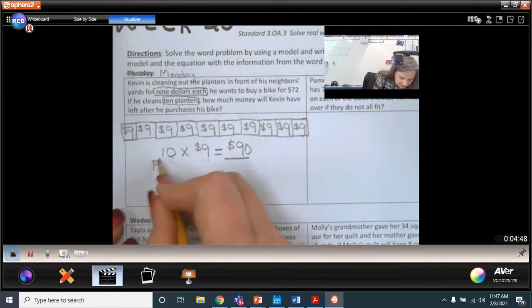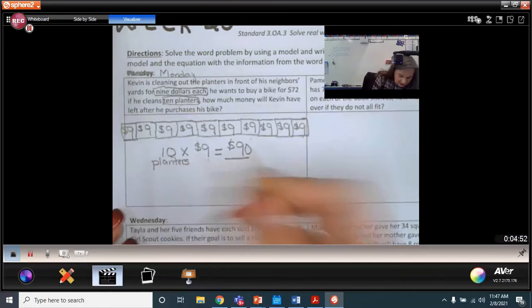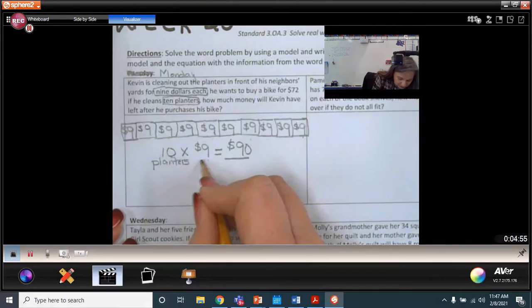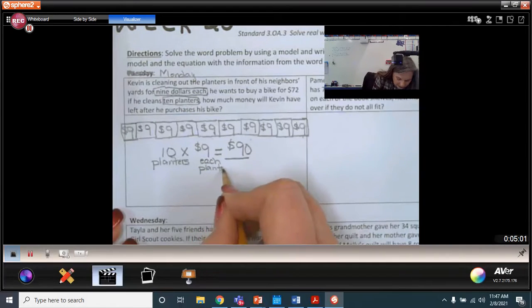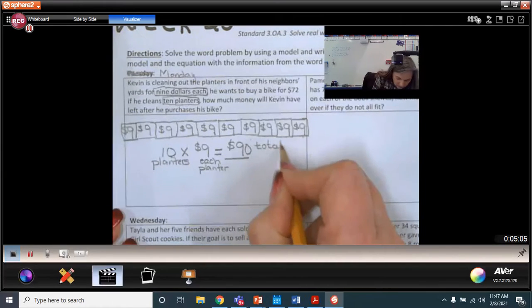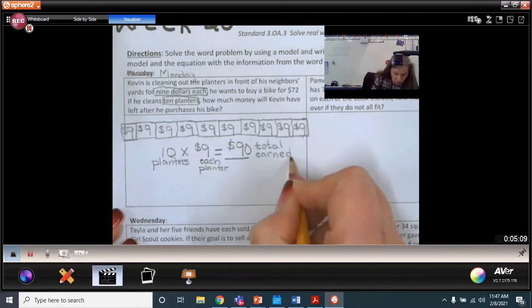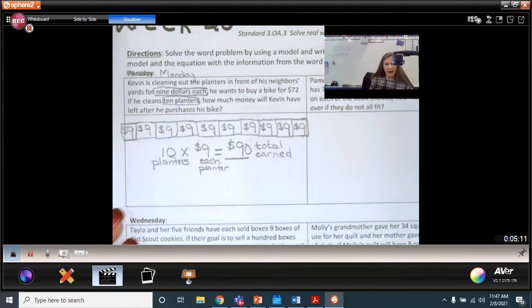So these are the planters, and everybody's labeling this, and this is the $9 for each planter he cleaned, right? And this $90 is his total earned, right? The total he earned from all the planters he cleaned. Total earned.